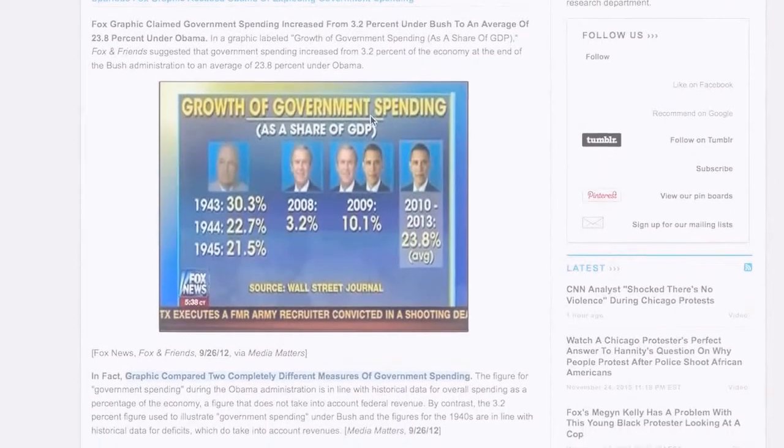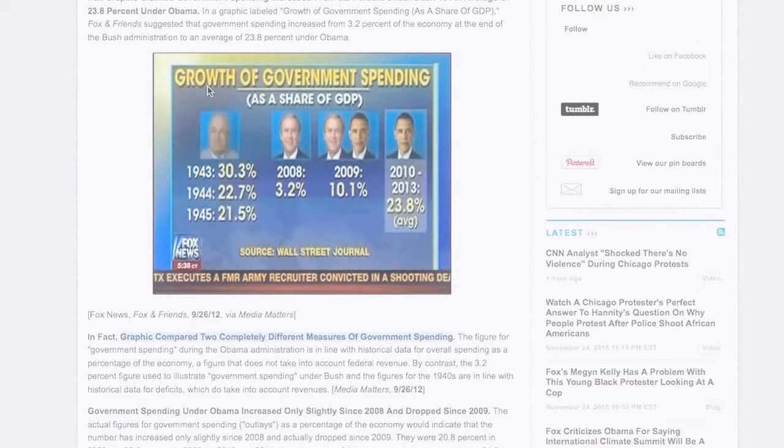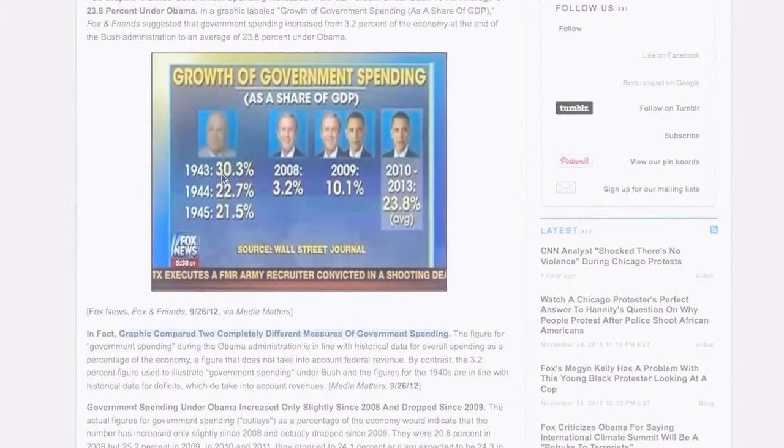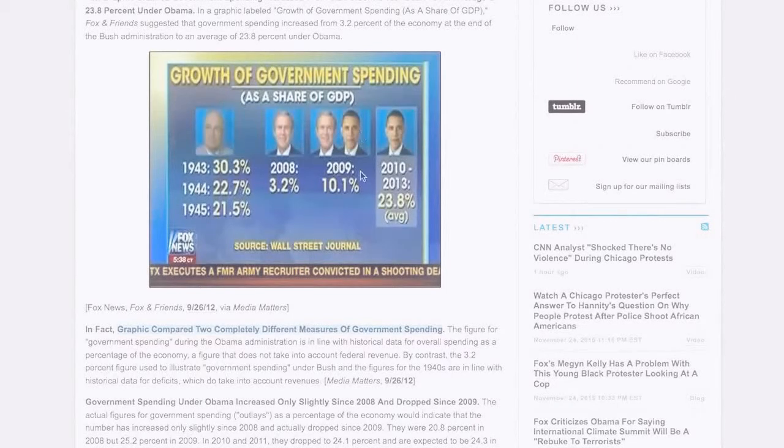Here's another example of one of these terrible Fox graphics. This one, just a total nightmare of a mess. Growth of government spending as a share of GDP, and here are some numbers from the 40s. Here's Bush, 2008. Here's Bush and Obama in 2009. Here's Obama, 2010 to 2013. So we're looking at these percentages.